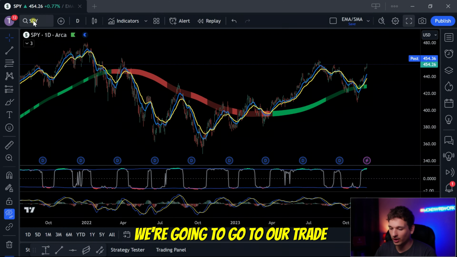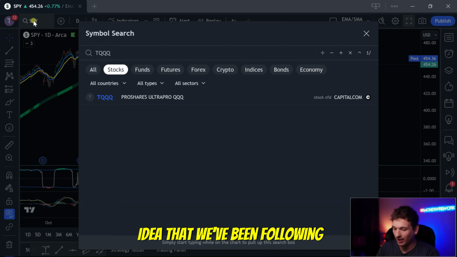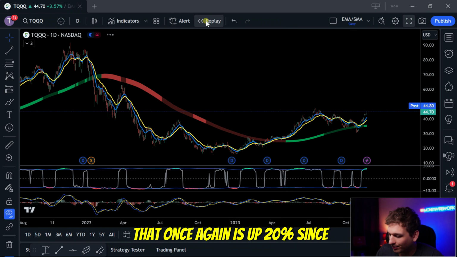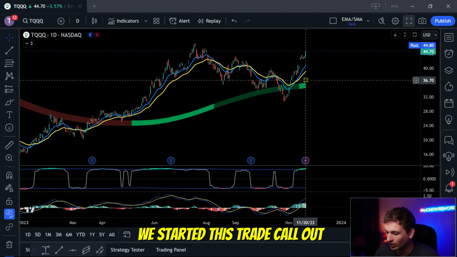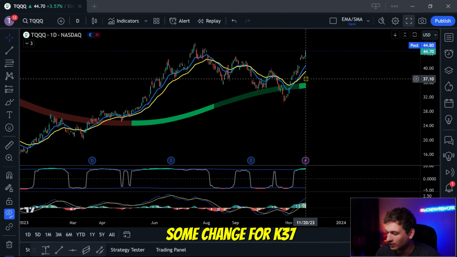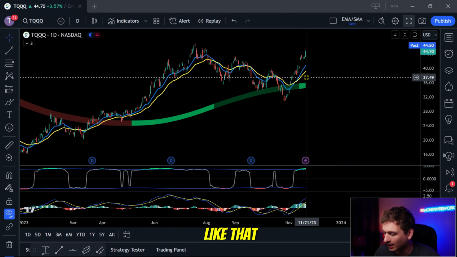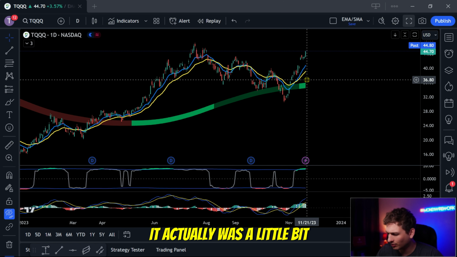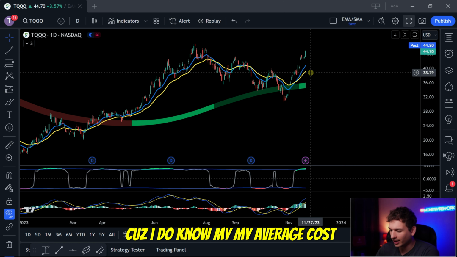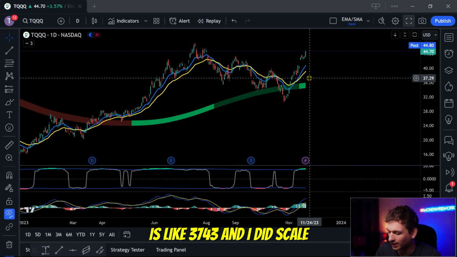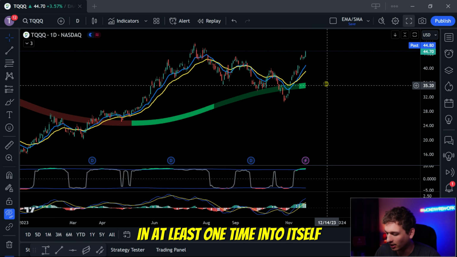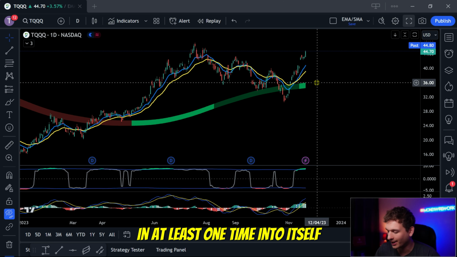Now, we're going to go to our trade idea that we've been following that once again is up 20% since we started this trade call out. We did start it at about 37 and some change. Actually, it was a little bit lower than that because I do know my average cost is like 37.43, and I did scale in at least one time into it.